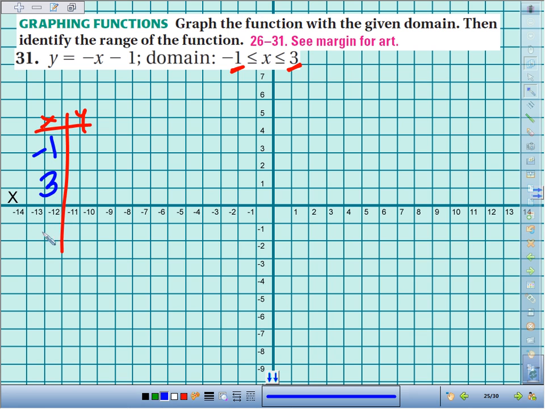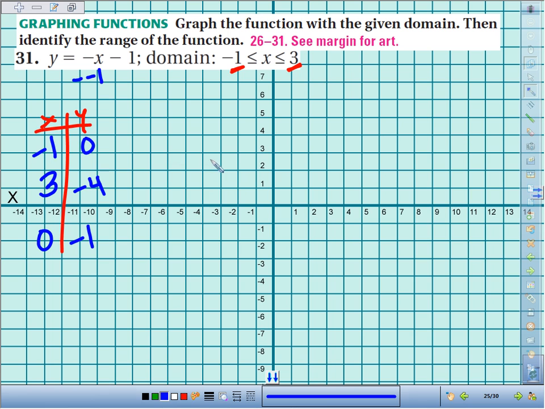Probably the easiest one to use is 0, because if you plug in 0 for x, negative 0 is 0, minus 1 makes negative 1. Let's put 3 in for x. Negative 3 minus 1 more makes negative 4. And if you put negative 1 in for x, negative negative 1 becomes positive 1, and 1 minus 1 gives you 0.